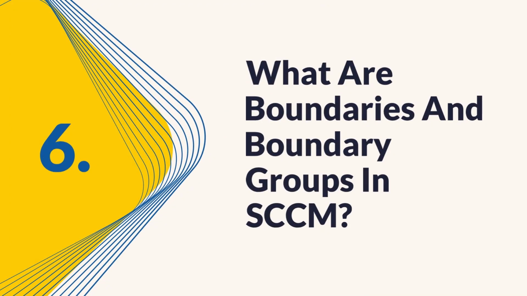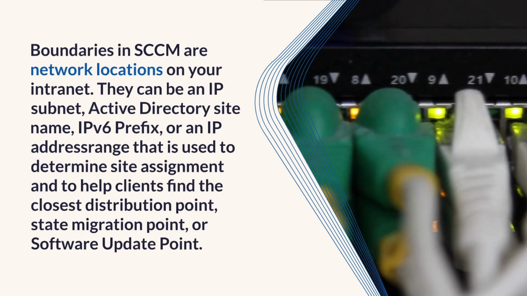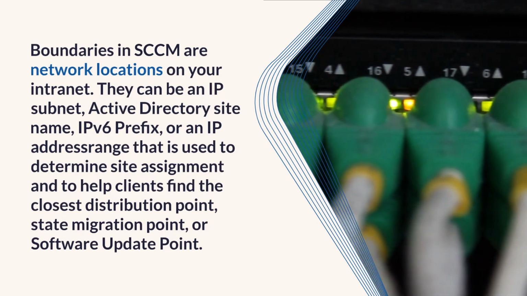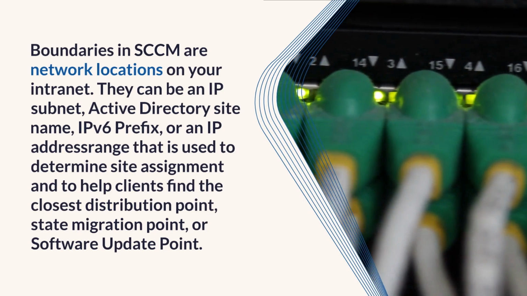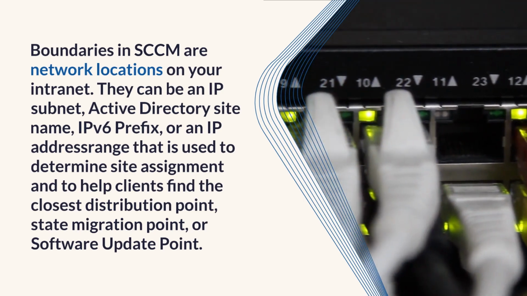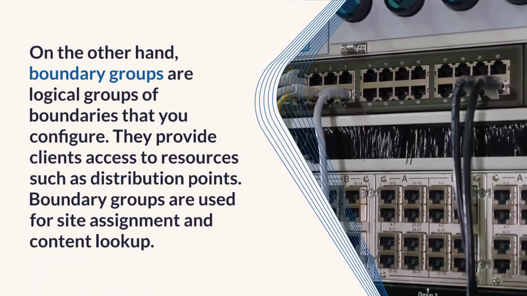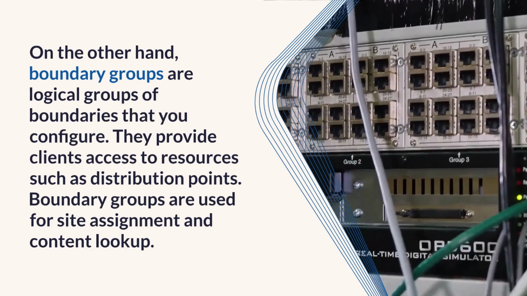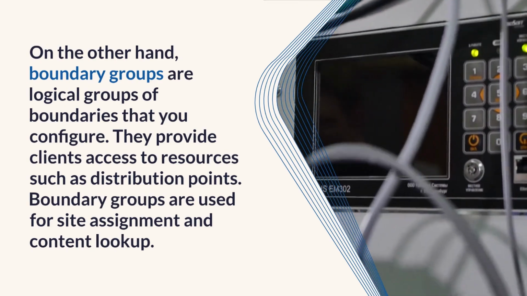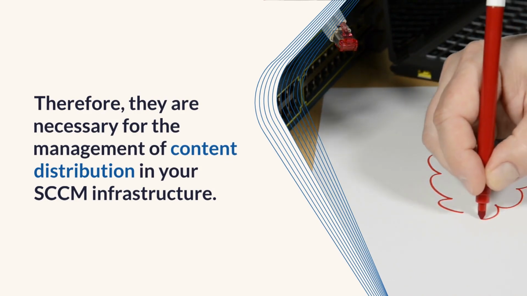6. What are boundaries and boundary groups in SCCM? Boundaries in SCCM are network locations on your intranet. They can be an IP subnet, Active Directory site name, IPv6 prefix, or an IP address range that is used to determine site assignment and to help clients find the closest distribution point, state migration point, or software update point. On the other hand, boundary groups are logical groups of boundaries that you configure. They provide clients access to resources such as distribution points. Boundary groups are used for site assignment and content lookup. Therefore, they are necessary for the management of content distribution in your SCCM infrastructure.